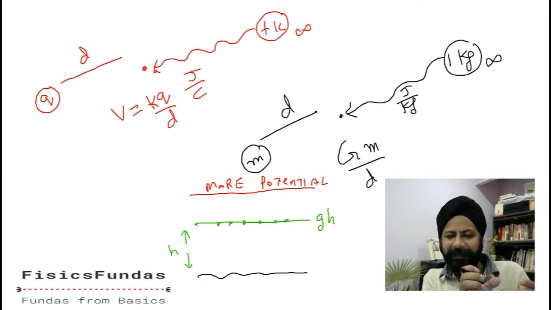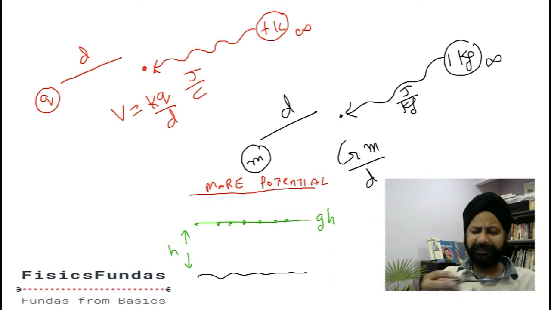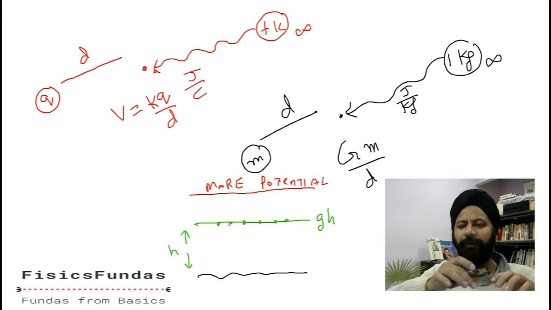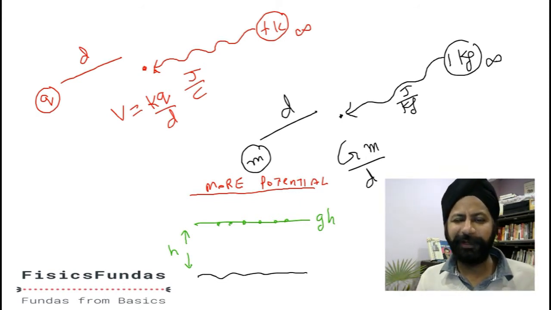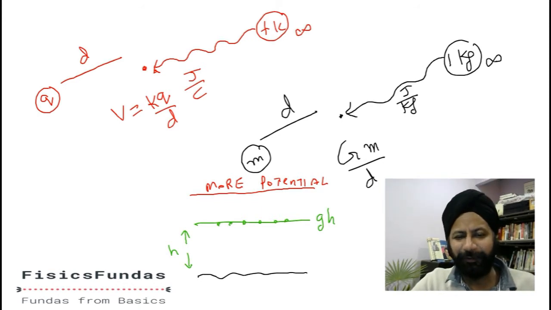And if you want to carry the charge, sorry, in this case mass, from this point to this point, you don't do any work against gravity. In the horizontal line, you don't do any work because they are at the same potential. So every point here is equipotential. Similarly, every point here is equipotential.